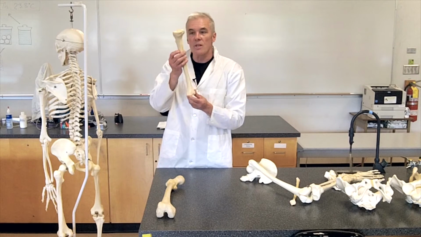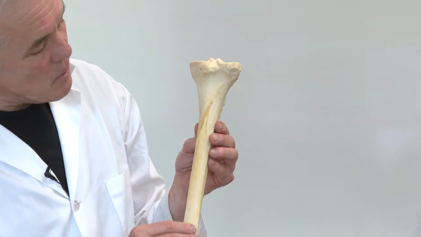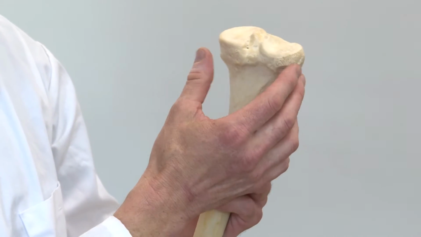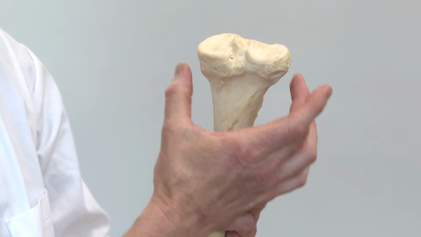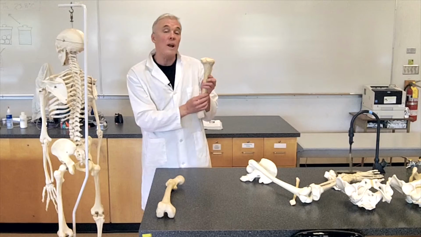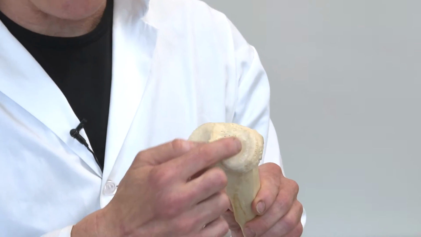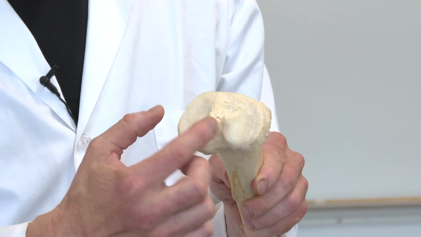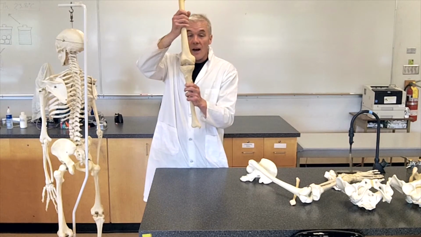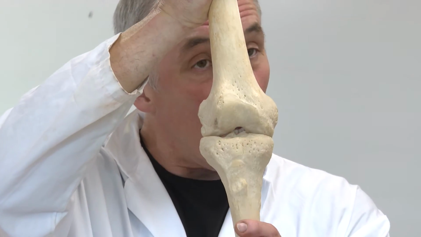Let's look at the posterior aspect of the tibia. On the posterior aspect of the tibia, we can see that it has two epicondyles, an epicondyle here and an epicondyle there. The word epi, of course, means upon. The condyles themselves are here and here. Now the condyles are the place where the condyles of the femur articulate with the condyles of the tibia.